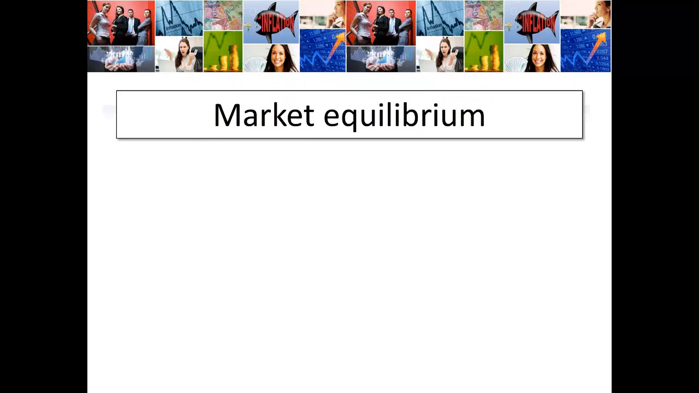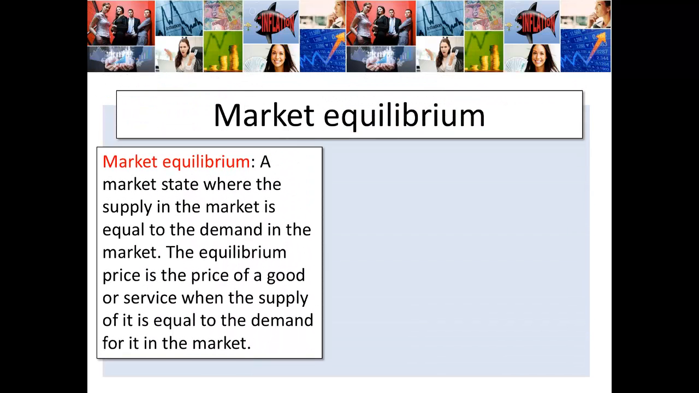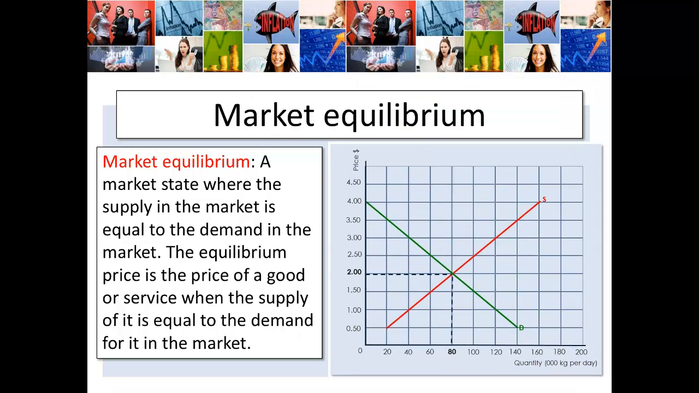Okay, a nice little introductory video there. Short and sweet. Market equilibrium. Our definition: a market state where the supply in the market is equal to the demand in the market. An equilibrium price is the price of a good or service when the supply of it is equal to the demand for it in the market, i.e.